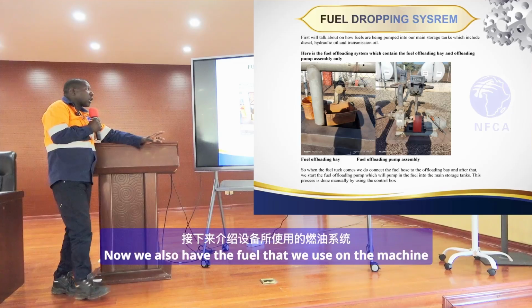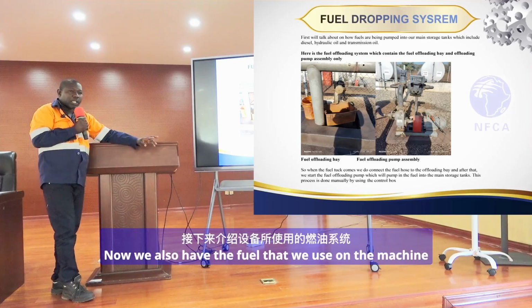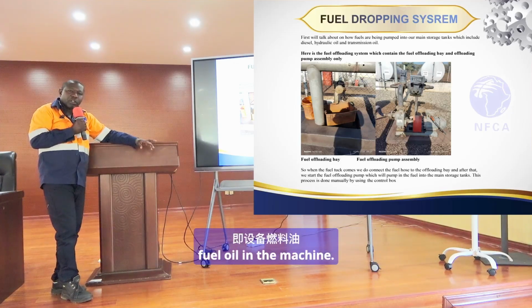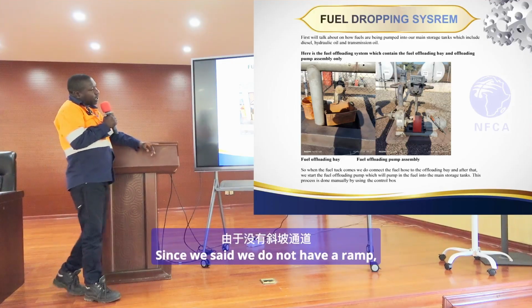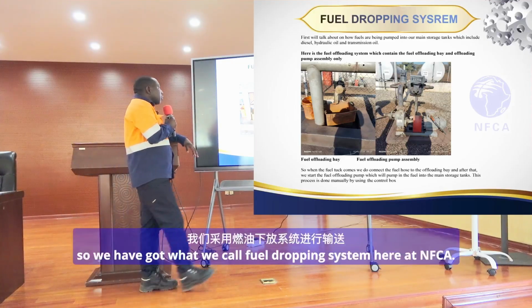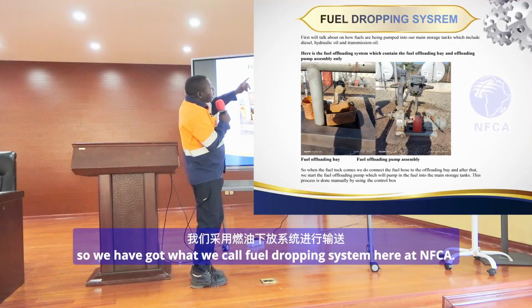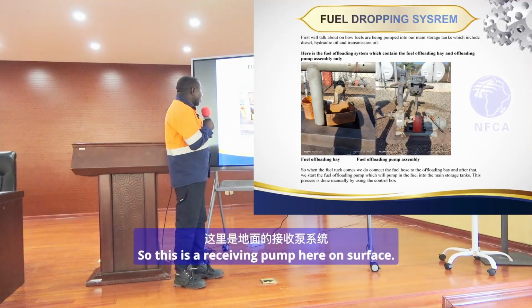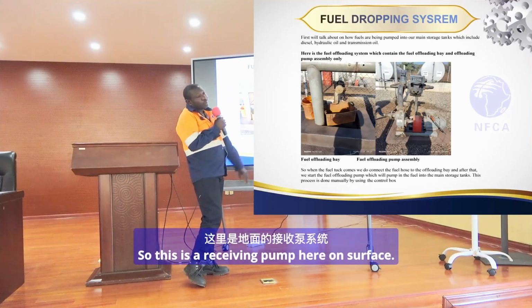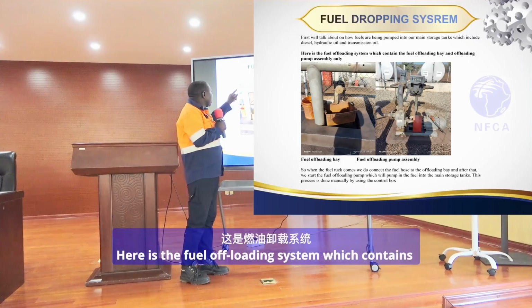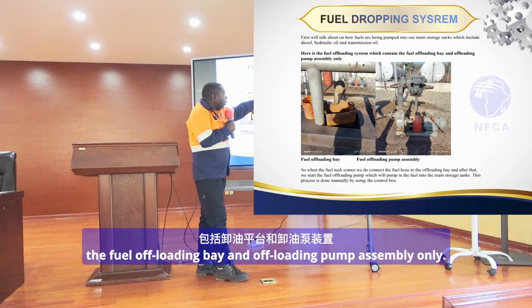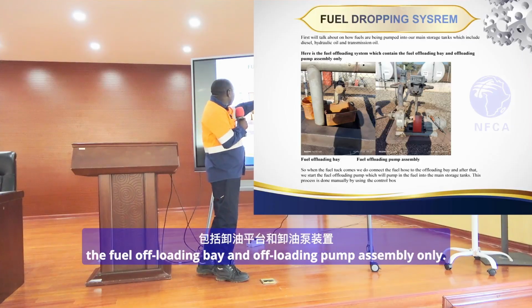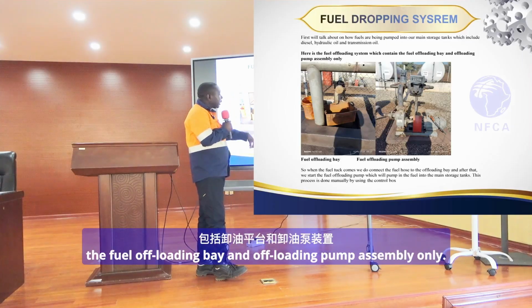Now, we also have the fuel that we use on the machine, fuel and oil in the machine. How do they go underground? Since we said we do not have a ramp, we have what we call a fuel dropping system here at NFCA. This is a receiving pump here on surface. Here is the fuel offloading system, which contains the fuel offloading bay and offloading pump assembly only.